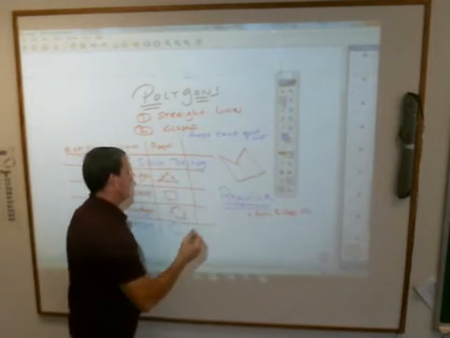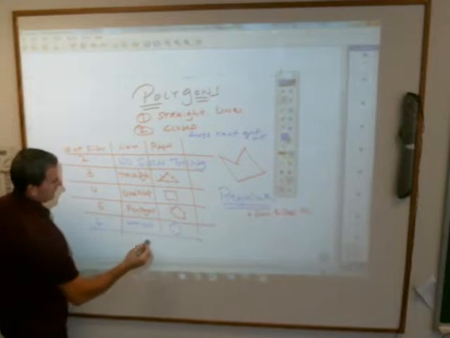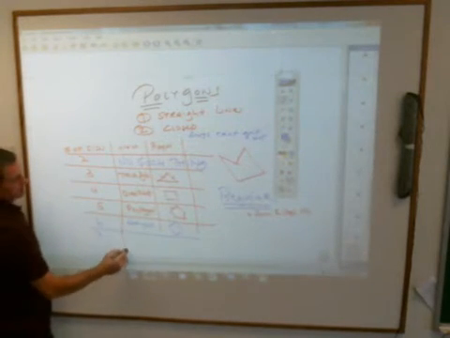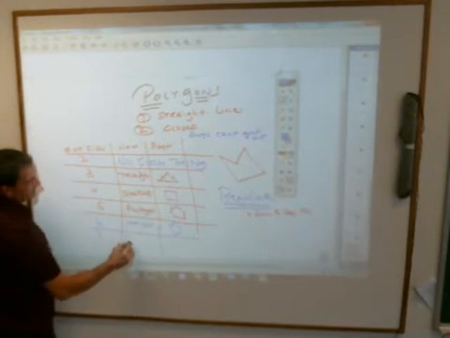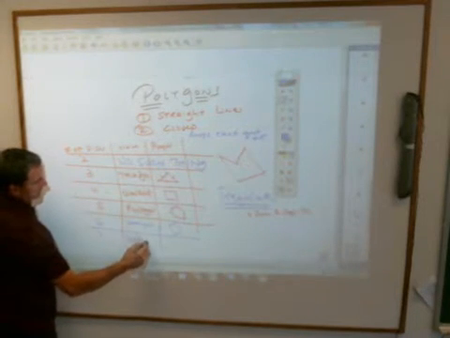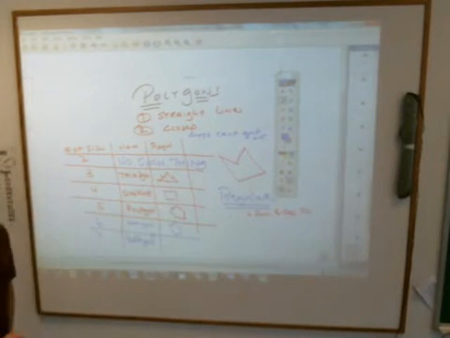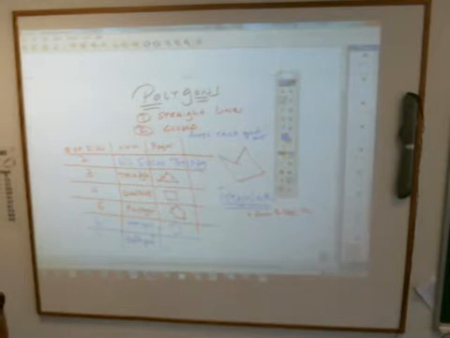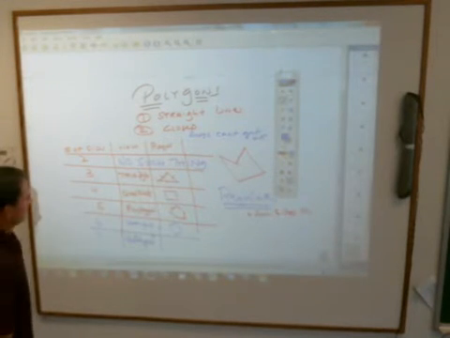Six-sided shape is a hexagon. 7 sides is a heptagon. How far did they go? Wait, we don't do an 8 side? Oh, we do. They go all the way up to 12. Great. How are we going to do that? Next page.